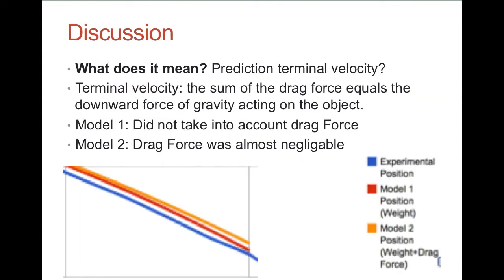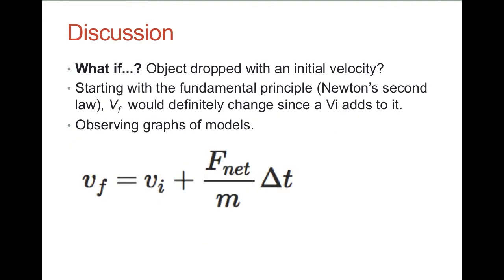Examining the velocity versus time predicted by my models with and without drag force, I concluded that neither of them really had terminal velocity, because such would imply that the drag force would be equal to the downward force of gravity acting on the object. Since the first model did not take into account the drag force, not much can be said about it, and since the drag force was almost negligible, the only point where they were both equal to 0 is at the end.